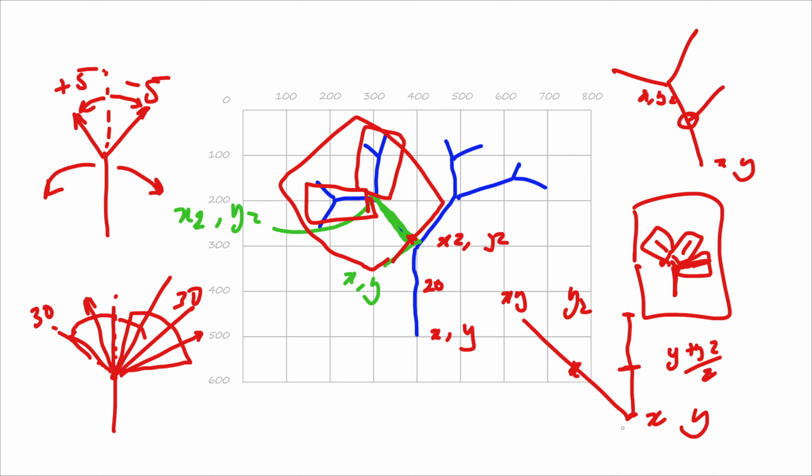The same here, along here, it's the average of x2 and x. So it's x plus x2, all of that divided by 2. That's what that point is there. So that's the coordinates of that halfway point.